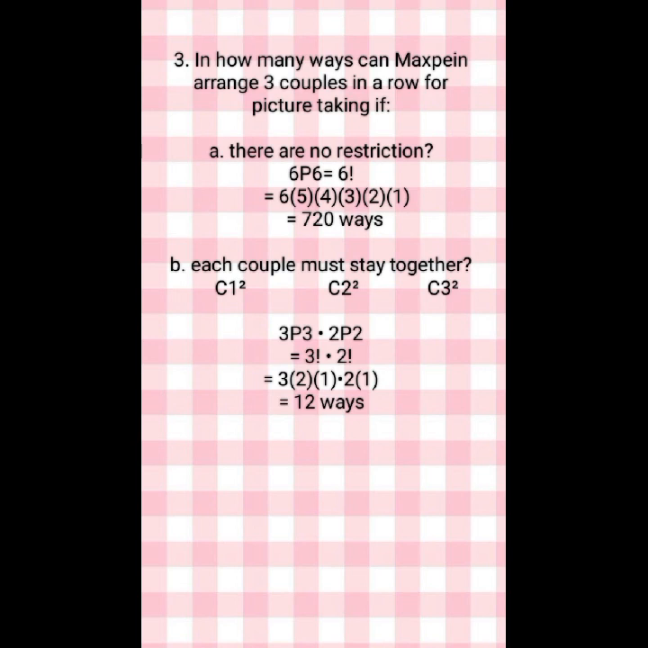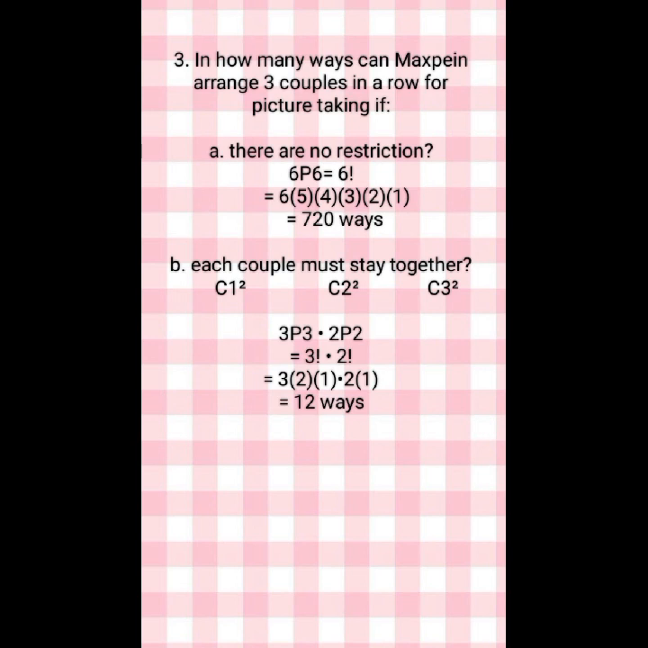So let's start from 6 down to 1. So 6 times 5 times 4 times 3 times 2 times 1, and that is equal to 720 ways. So there are 720 ways to arrange 3 couples in a row for picture taking if there are no restrictions. So moving on to B, where each couple must stay together.